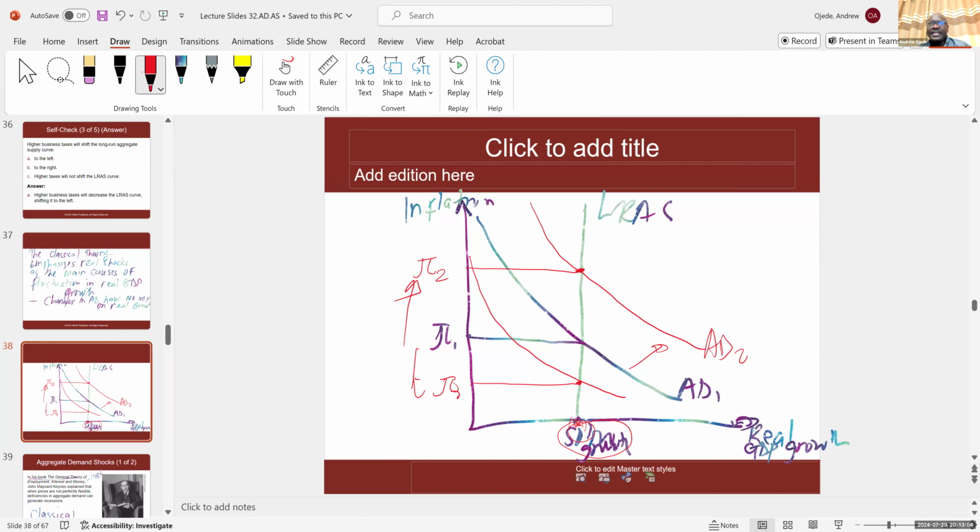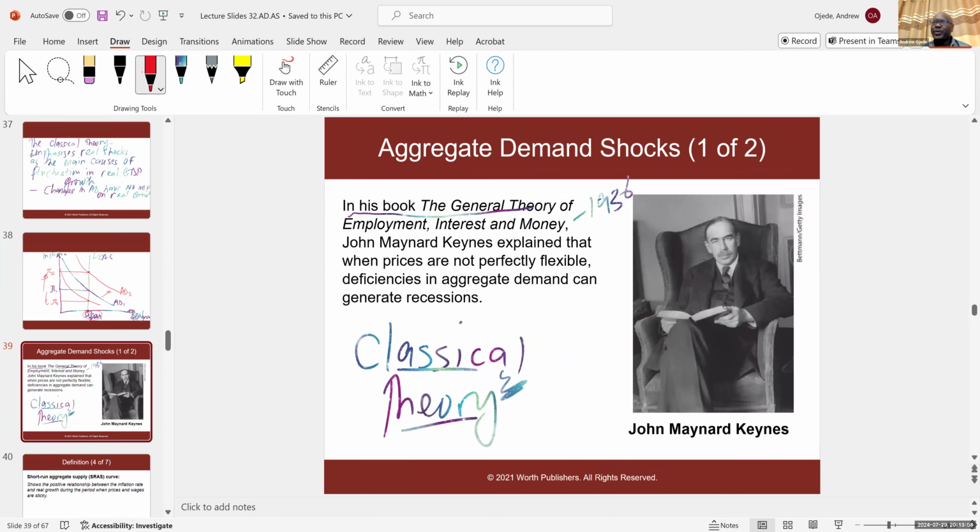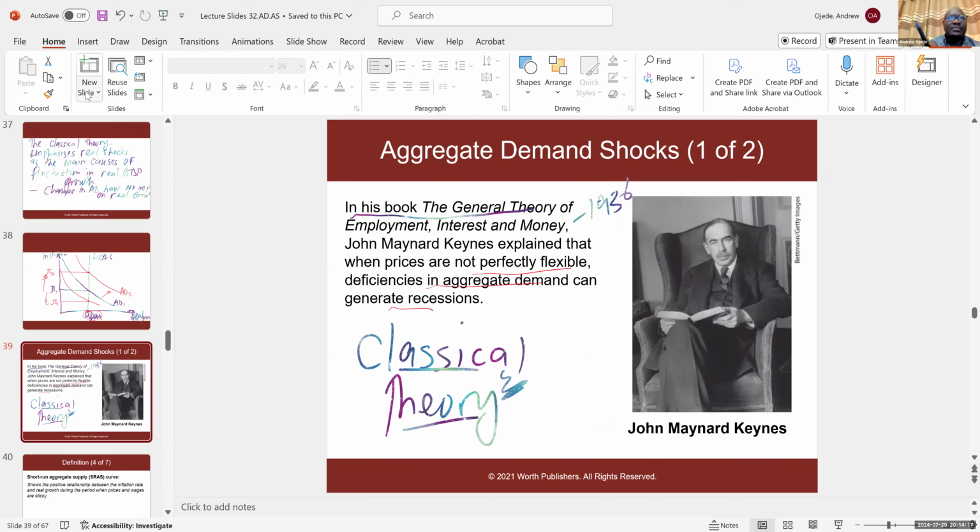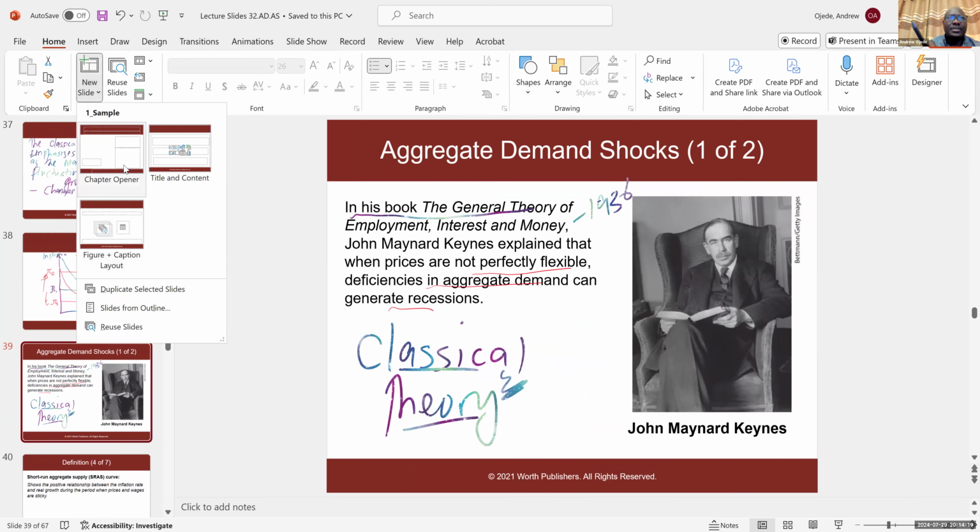Then there comes Keynes. Keynes wrote his book in 1936 to challenge the classical theory. John Maynard Keynes explained that when prices are not perfectly flexible, deficiencies in aggregate demand can generate recession. So Keynes believed that prices in the short run may be sticky. Let me talk about it here.